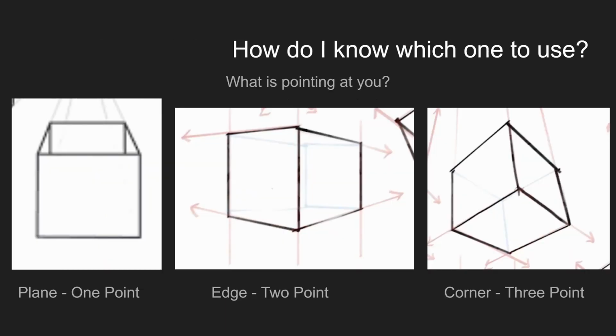And so how do I know which one to use? Well, it depends on what's pointing at you. If the plane of the box or the flat edge of the box, or whatever it is we happen to be drawing, a building, is pointing at us, we'll use 1-point perspective. If the corner or the edge of the box is pointing at us, we'll use 2-point perspective. It'll disappear to the left and to the right usually. If a corner is pointing at us, we'll use all 3 points, and we will cover 3-point.